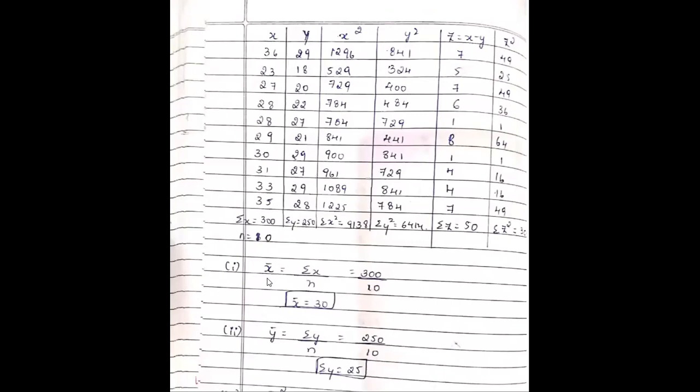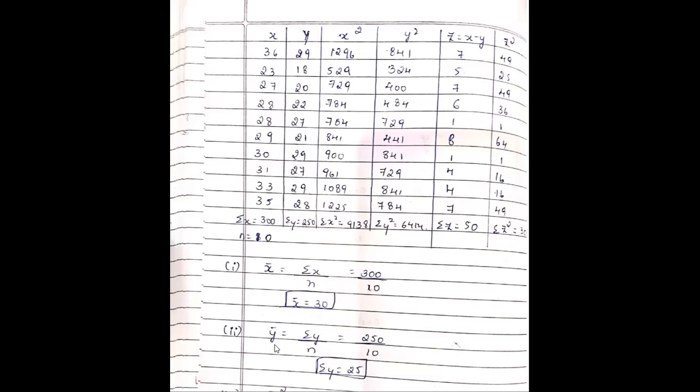X bar represents the mean, that's the average of the given values. That is summation X by N. The formula is summation X by N. So you need summation X here. So just add the X column. When you add it up, it turns out to be summation X equal to 300. And you also need the N value. N represents the number of values there. Just count the number of values given, 1, 2, 3, just like that. You just count the entire data. That is 10 here. So N is replaced here as 10. 300 by 10 is 30. So we found X bar.